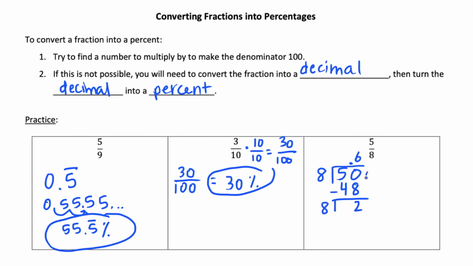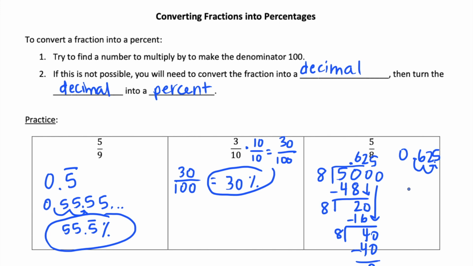8 can't go into 2, so I need to bring down another 0. But 8 can go into 20 2 times, and that makes 16. I subtract again and get a difference of 4. 8 can go into 40 5 times, and I end up getting a difference of 0, so I'm done. My decimal form here is 0.625. I move my decimal 2 places to the right, and I end up getting 62.5%.